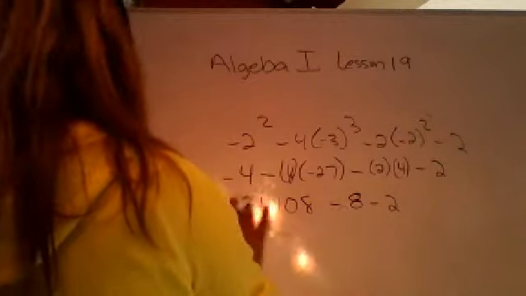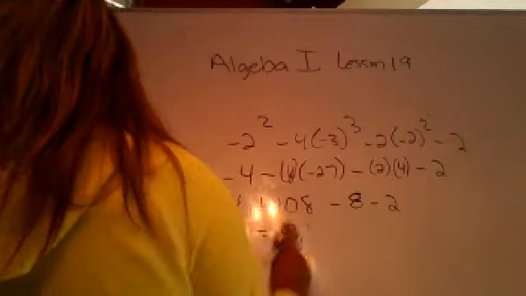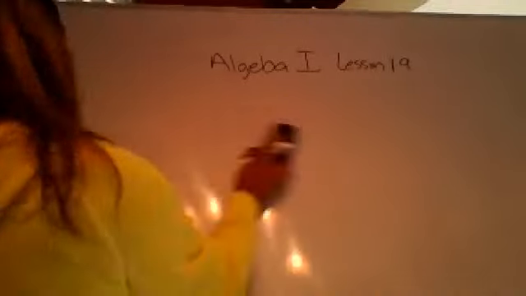Oh, sorry, this is 4. I dropped this. 100 minus 6 gives you a positive 94. Okay? Now let's look at, sorry, I didn't mean to erase it so fast.